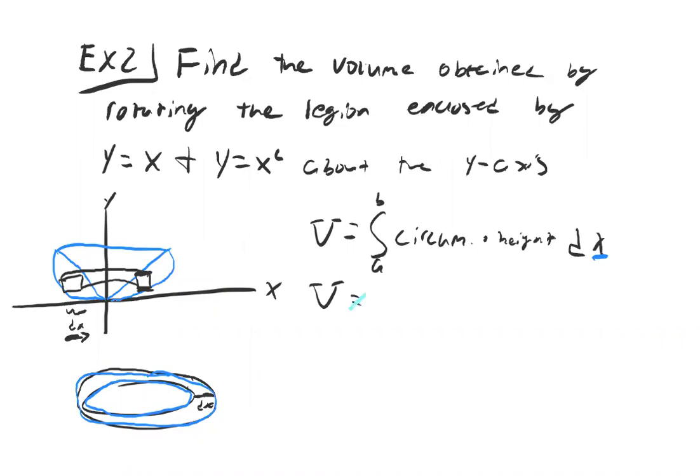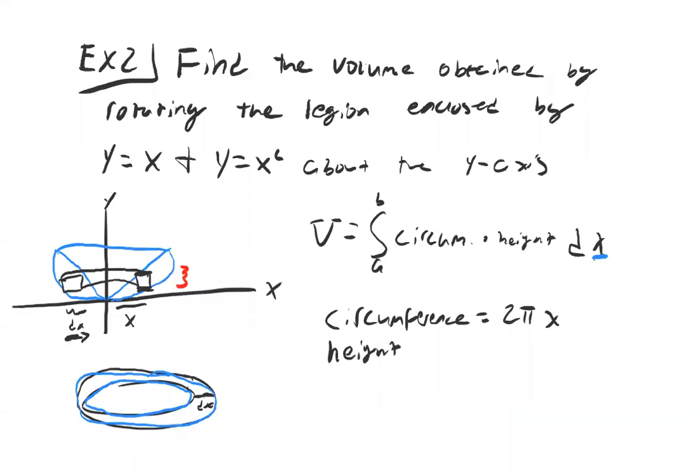So let's write down expressions for the circumference and the height. The circumference, if I look at one of these circles, is going to be 2 pi times the radius of that circle. Well, that distance down here is just x, whatever the distance along the x-axis I'm at. The height is a little different. The height that I'm talking about here is this one, just that height there.